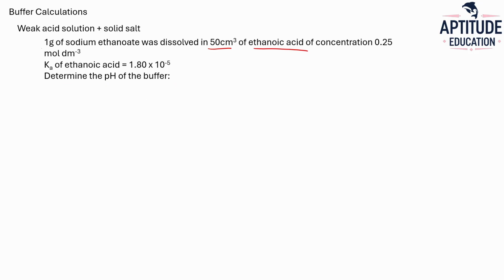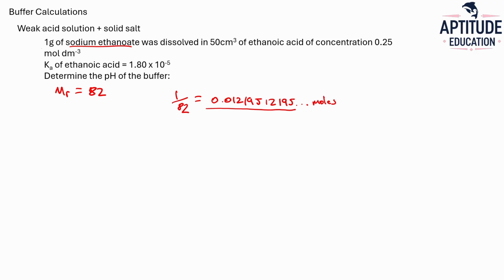Our first step is to work out the moles of sodium ethanoate dissolved in our solution of 50 cm cubed. So, in order to work out the concentration of sodium ethanoate, I first need to work out the Mr of sodium ethanoate, which is 82. I'll divide the 1 gram that we've dissolved in by 82 to give us 0.01219512195 recurring.